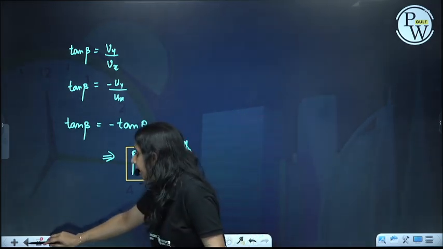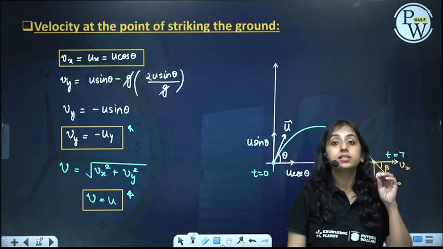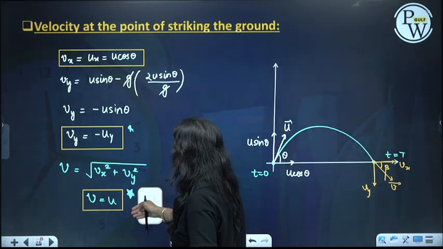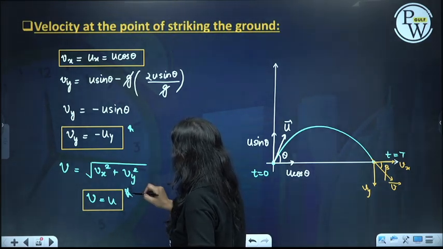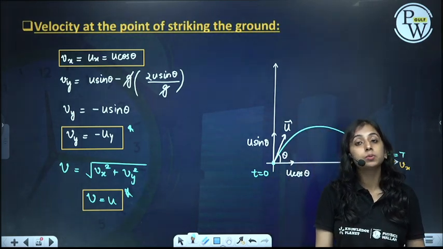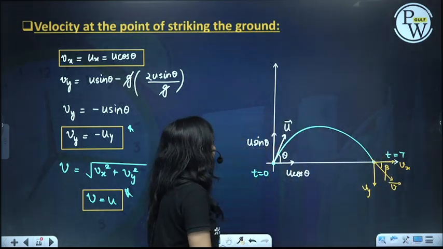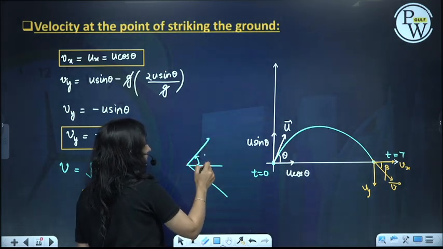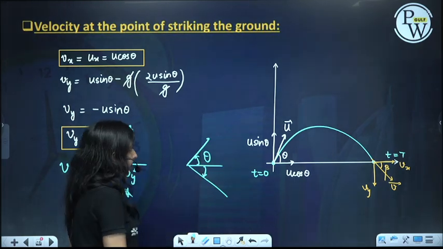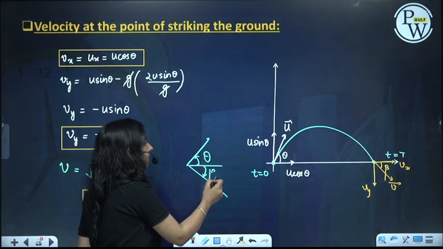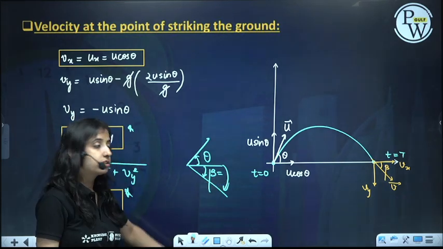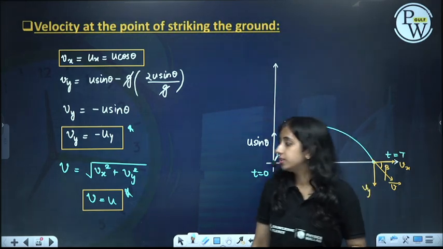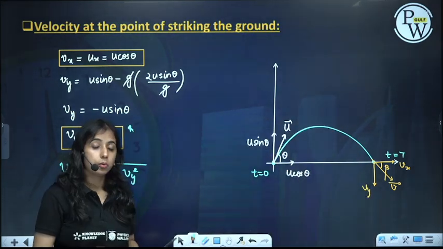So the projectile will strike the ground with the same speed as it is projected. It will strike the ground with the same speed at the same angle. But this angle is called minus theta because theta is like this elevation in the anti-clockwise direction, and beta is like this, in the clockwise direction. So beta will be equal to minus of theta. This is our parameters of angular projectile.